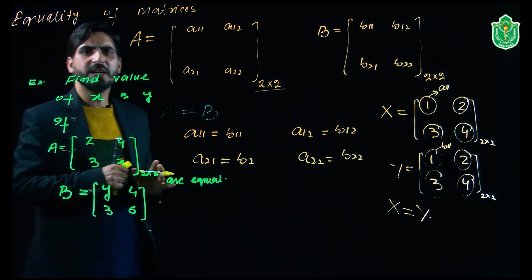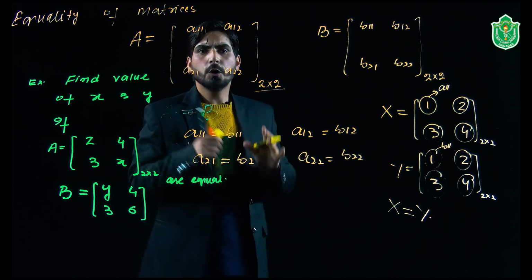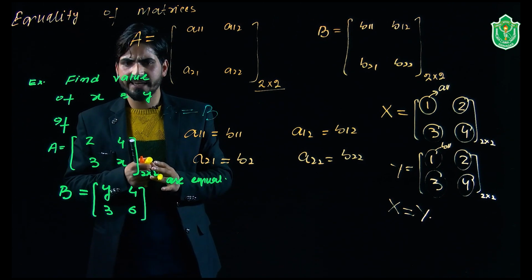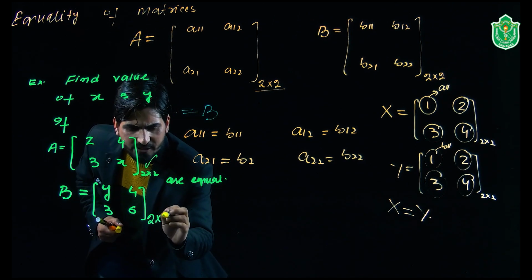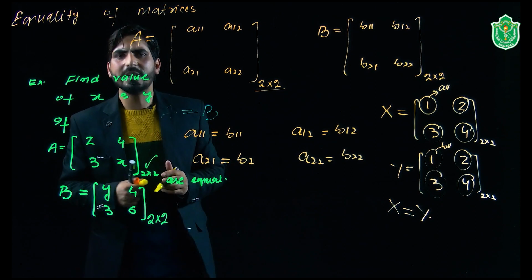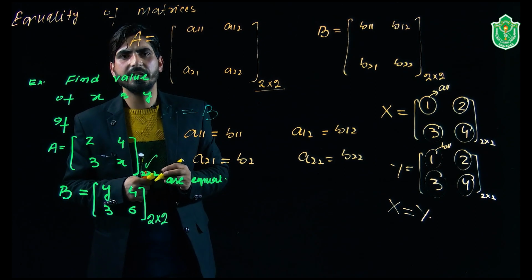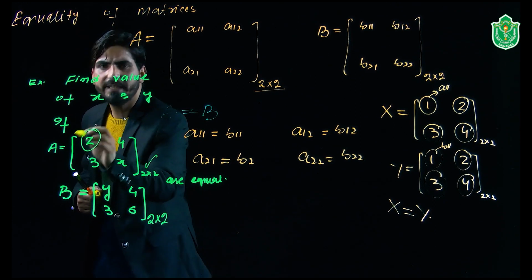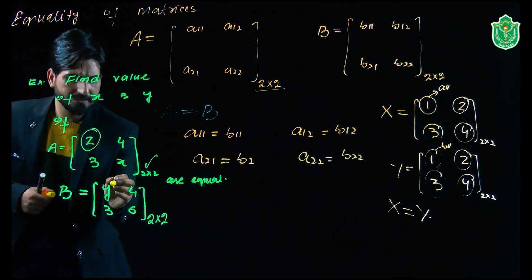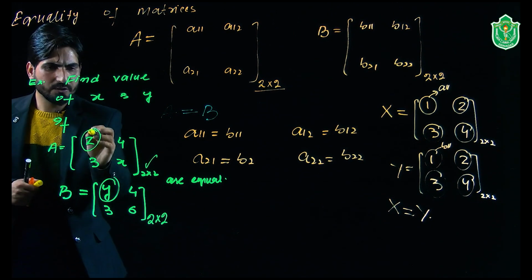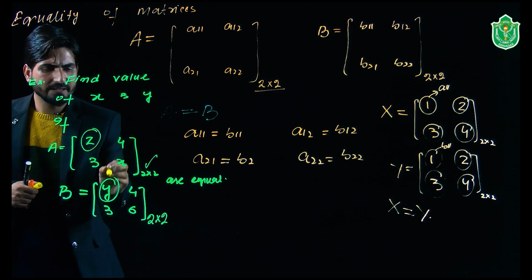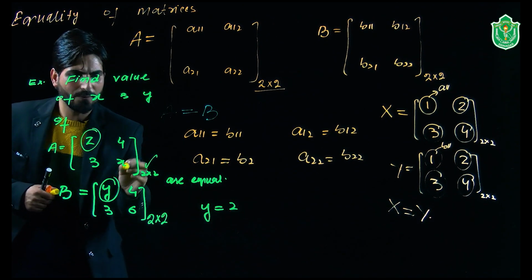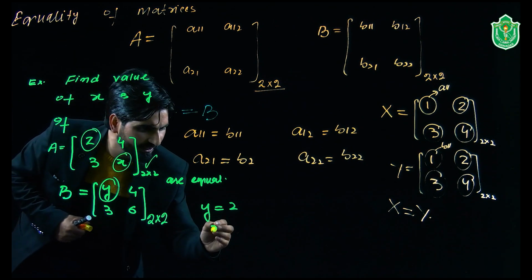So by the definition of equality of matrices, two matrices will be said to be equal if their order is same. Here both matrices are of order 2 cross 2 and the corresponding entries must be equal. Here the first entry is 2, and here Y is the first entry. So directly we can equate here the value of Y is equal to 2 and the value of X is equal to 6.